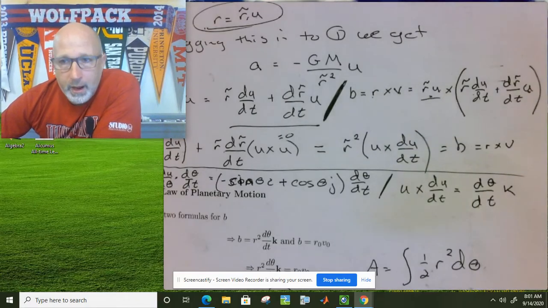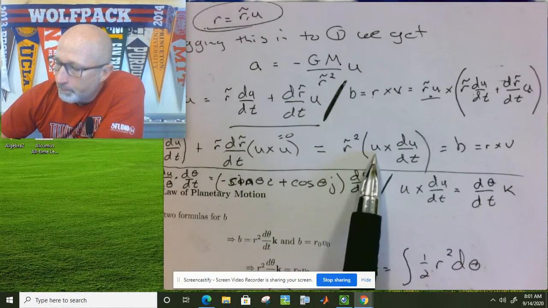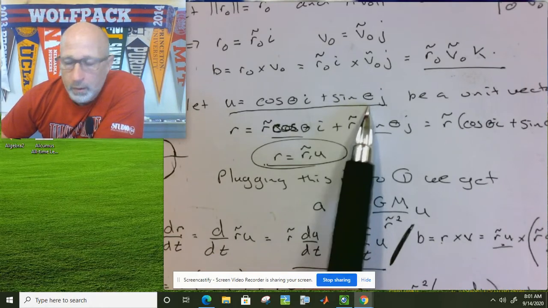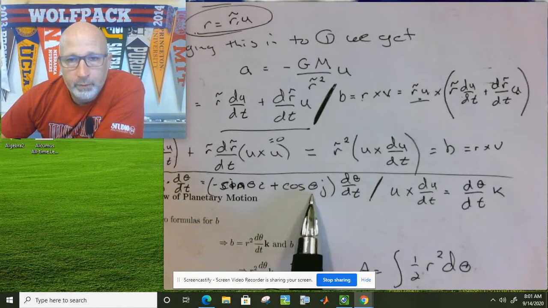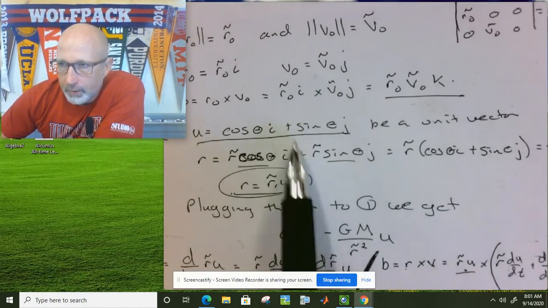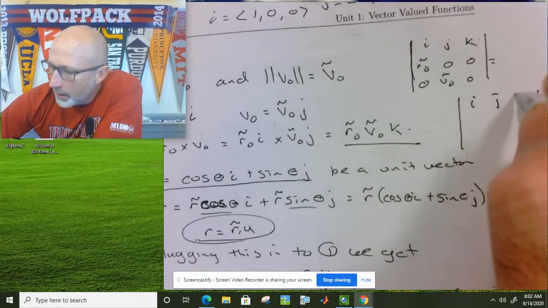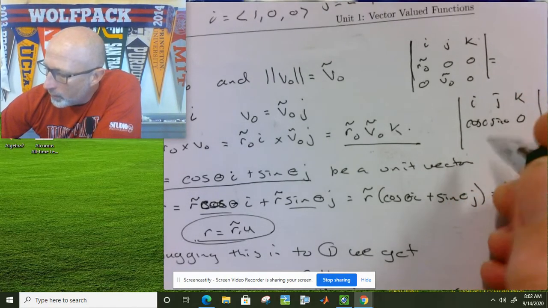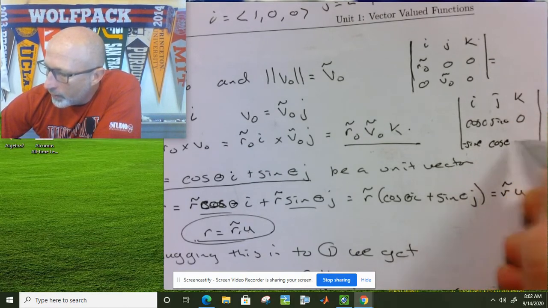But it's not really that complicated, because if you're going to take the vector u, which is cosine theta i plus sine theta j, and you're going to cross that with du d theta, which is this. So if you think about what's going to happen there, you're going to have ijk in the top. You're going to have cosine, sine in the next row. Let's actually write it up here. I'm not going to do this out, but ijk, and then you have cosine theta, sine theta, 0, and then you have negative sine theta, cosine theta, 0.